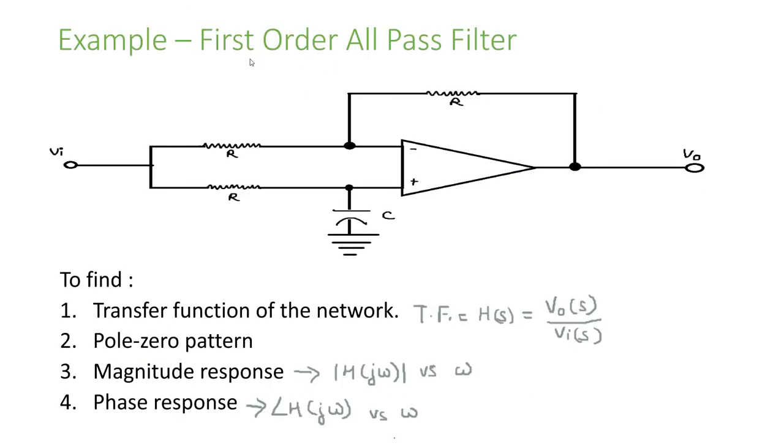Okay, now let's take an example. So this is our first order all pass filter, and here you have to find the transfer function of the network. Transfer function means H(s), output upon input. Then the pole zero pattern, which I have told you about, would be like this because it is an all pass filter. Then you have to find the magnitude response, the value of this transfer function versus frequency, and then the phase response, the angle of this transfer function with respect to frequency. So you have to find all these four things.